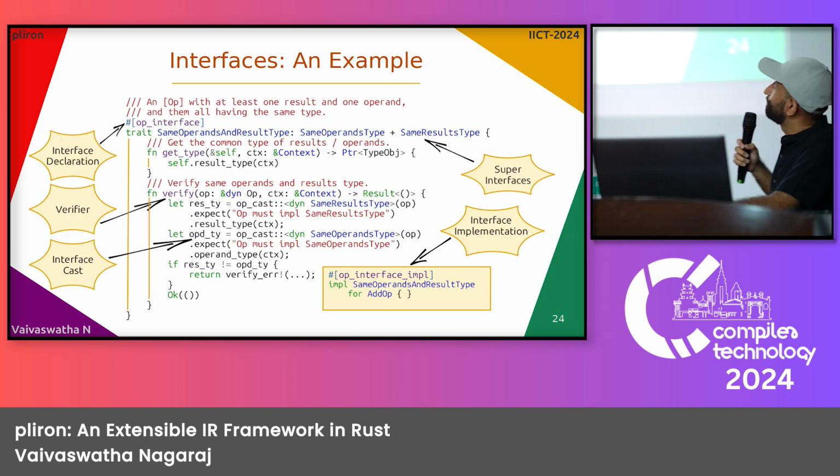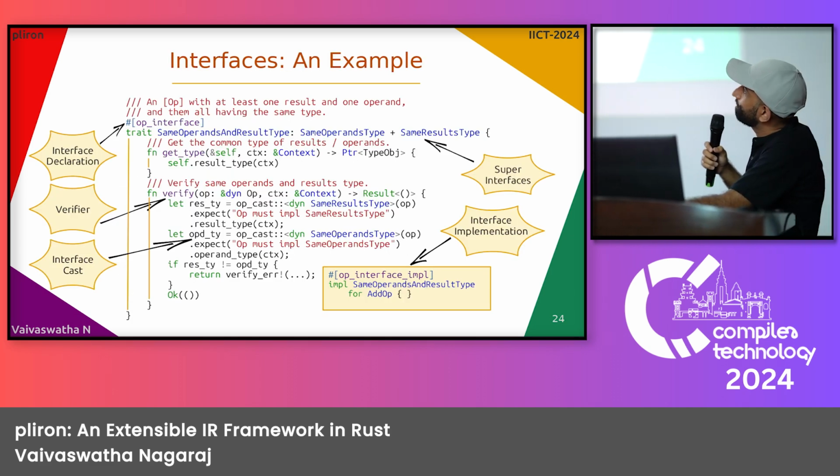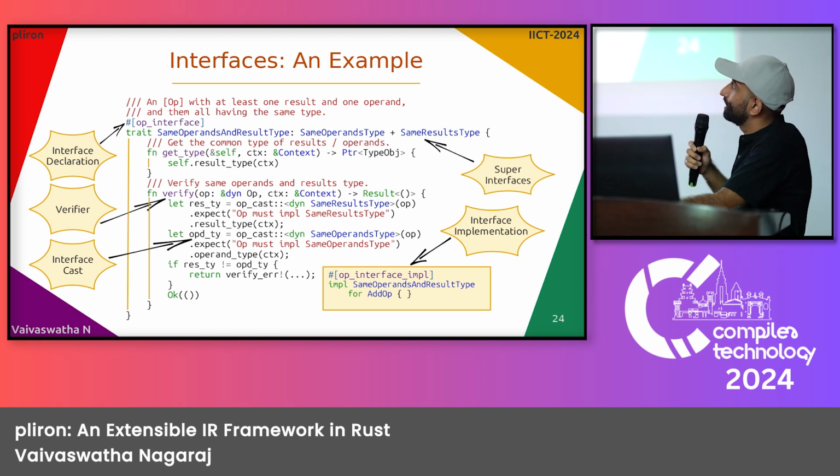So this is just an example of interfaces in pliron. There's not much to say here. I'll just let you digest it for a few moments, and then I'll move on.